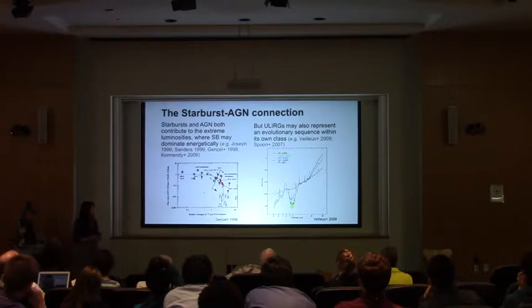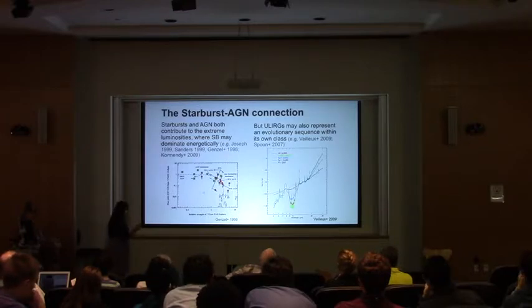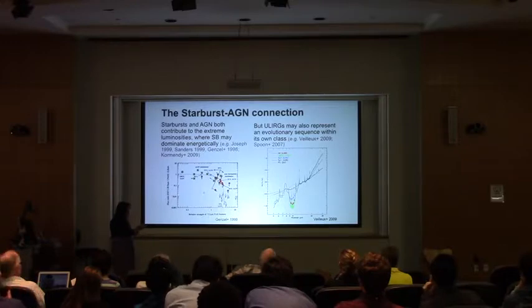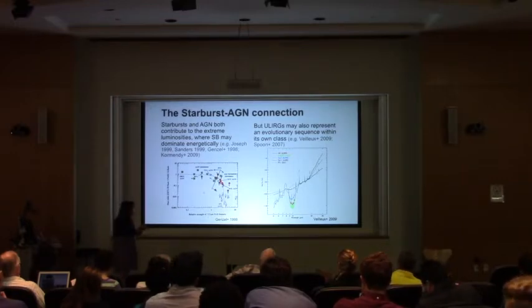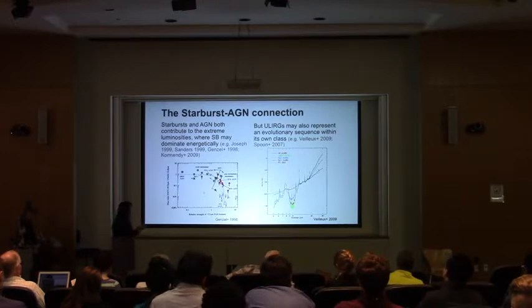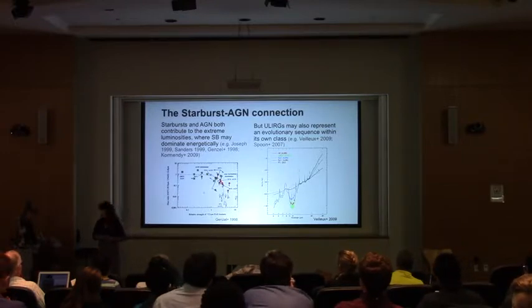ULIRGs may also represent different stages, where you could have different types of ULIRGs. This is their IRS spectrum from the QUEST survey, and the differences in the silicate absorption could say that ULIRGs go through a kind of evolutionary sequence, eventually mimicking that of quasars.